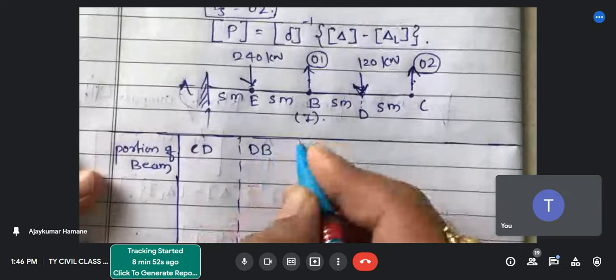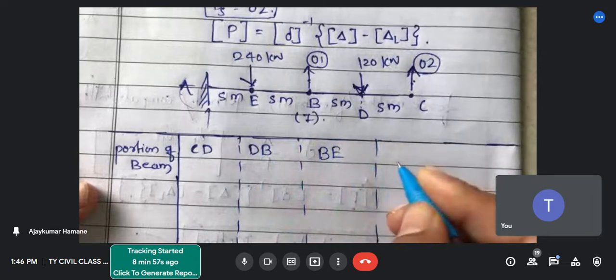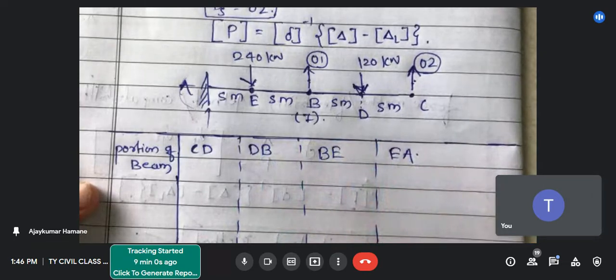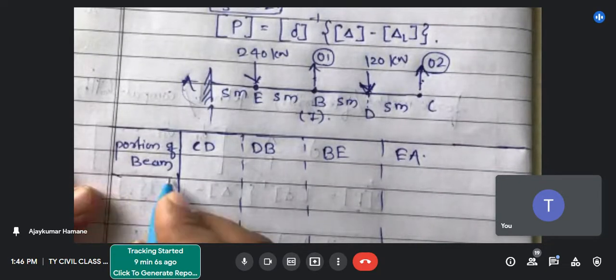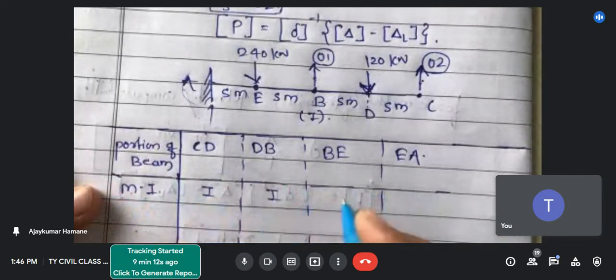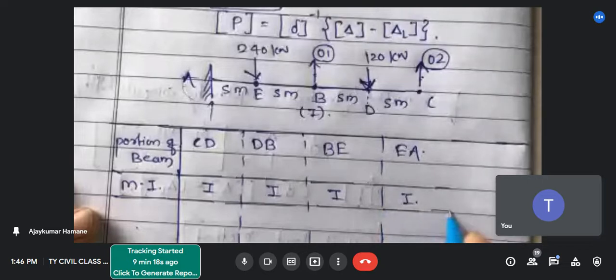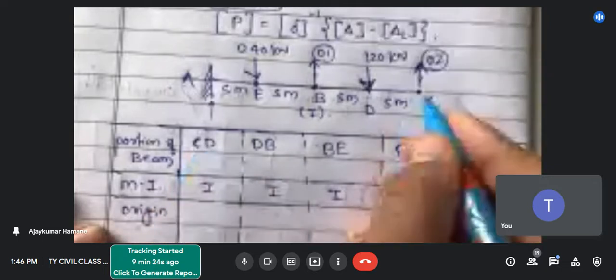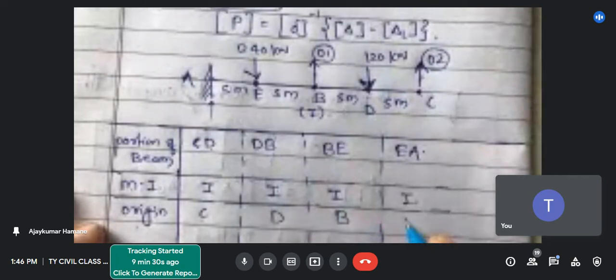DB, BE and EA, correct? Then next is origin, sorry, moment of inertia. The moment of inertia is different now, but it is the same I. Now next is what? The length means origin. First we have to maintain the origin. For C, if you are taking from left to right, C is origin, here D is origin, E is origin.